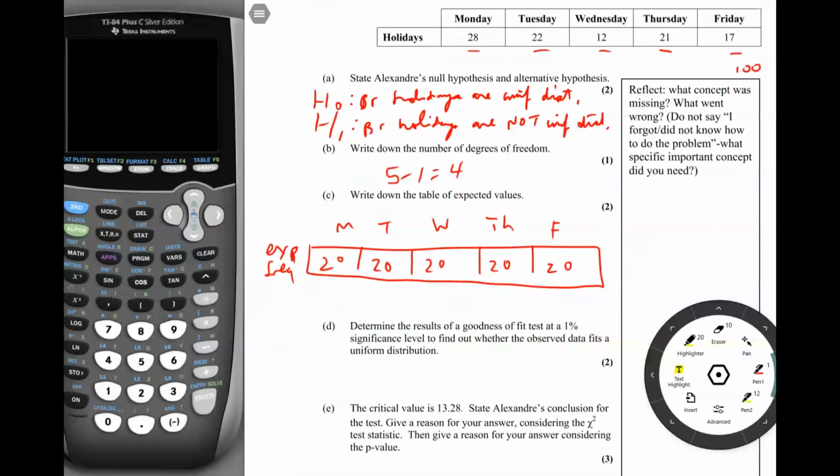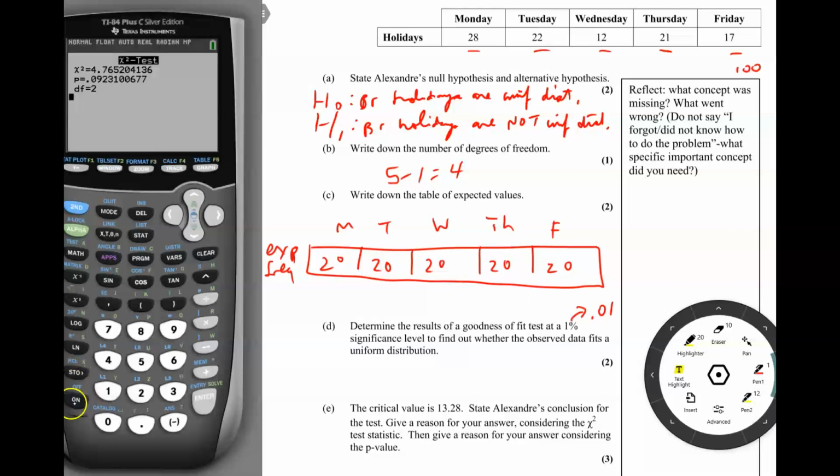Determine the results of the goodness of fit test at 1% significance level. Remember, 1% significance level corresponds to 0.01, so we're going to compare our p-value to 0.01. Whether the observed data fits a uniform distribution. So now we're going to input the data in the calculator. Since it's a list, we need to use stat edit list instead of second matrix. In the first list, we're going to put our data. In the second list, we're going to put our table of expected values.